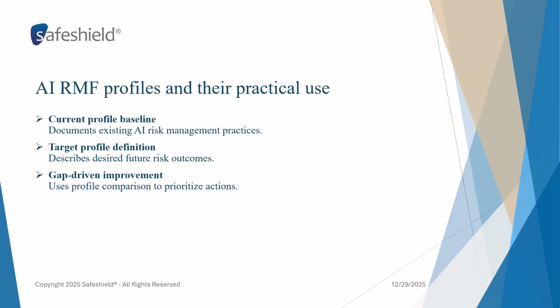Profiles can be developed for specific AI systems, business units, or use cases. This flexibility allows organizations to address varying risk levels without imposing uniform controls across all AI activities. Profiles also support communication with stakeholders. They provide a clear and documented view of AI risk management posture, facilitating internal alignment and external assurance.